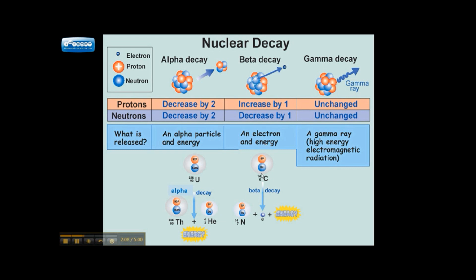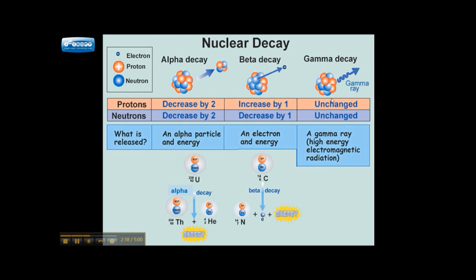So here if we start with carbon 14, so 14 is the number of protons plus neutrons, and then 6 is the number of protons. We're increasing the protons by 1. That's why you see down here that nitrogen is our new element. It has 7 protons. But notice the weight doesn't change. And that's because we're just changing 1 neutron into 1 proton. And of course releasing energy.